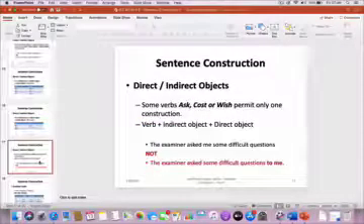Some verbs, for example here, ask, cost, or wish, only have one construction. That construction is verb, indirect object, direct object. So the example is, the examiner asked me some questions. I have construction verb, indirect object, direct object. I cannot say, the examiner asked some difficult questions to me. It doesn't work. So please be careful in this construction.